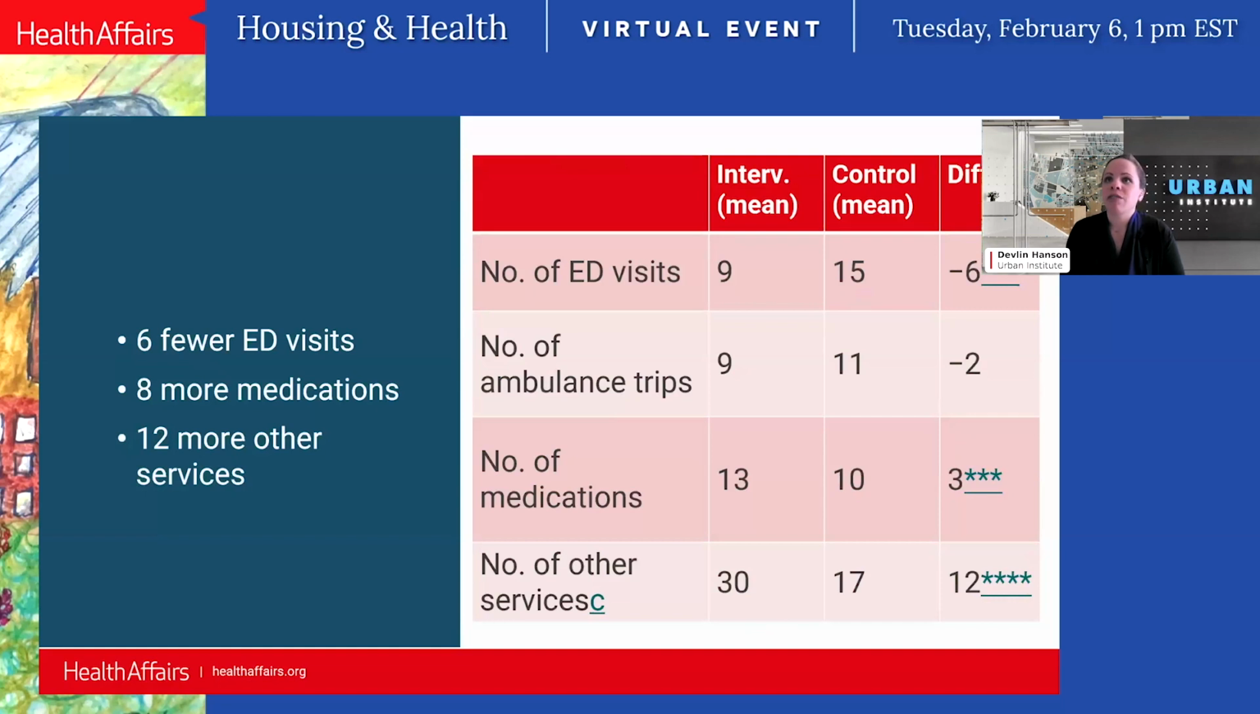We also found that the intervention had significant impacts on emergency department visits, the number of medications that were prescribed, as well as the number of other services that were received. We find that the intervention group had 6 fewer emergency department visits than the control group in the 2 years after randomization. The intervention group also had 3 more prescription medications prescribed and 12 more other services than the control group in the 2 years after randomization. We found no significant difference in the number of ambulance trips between the 2 groups. Next slide.